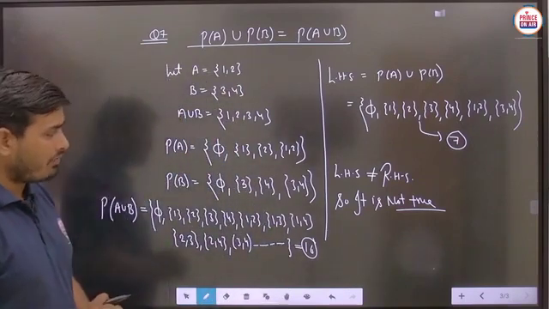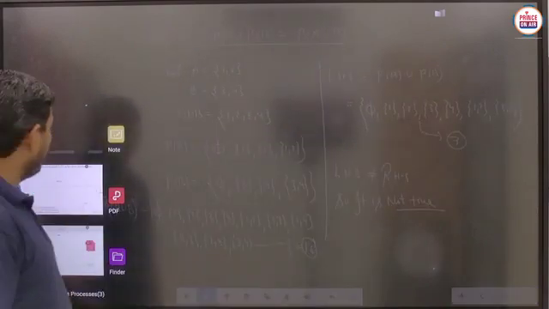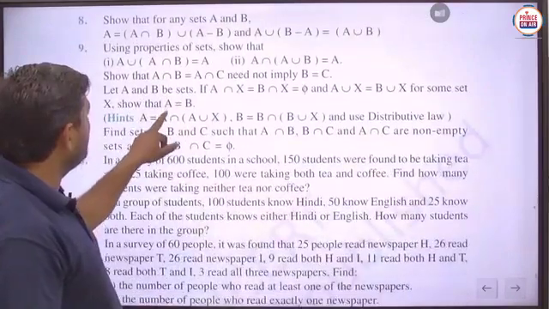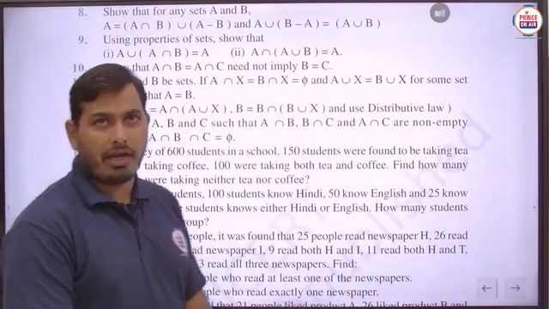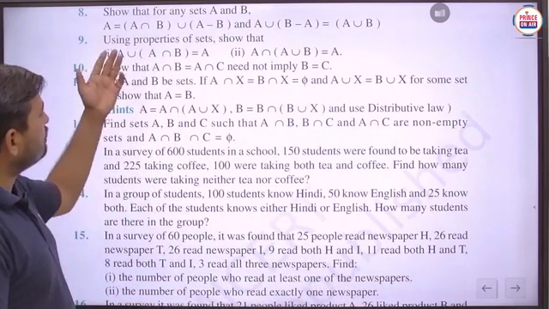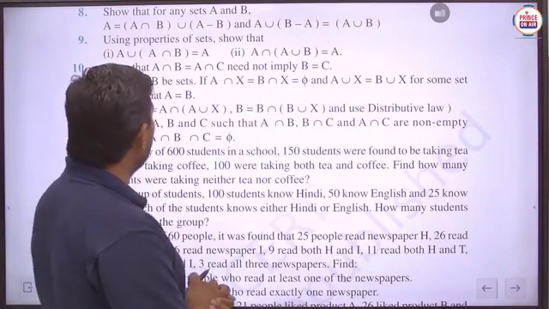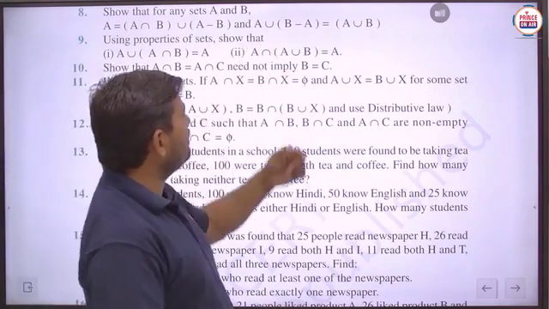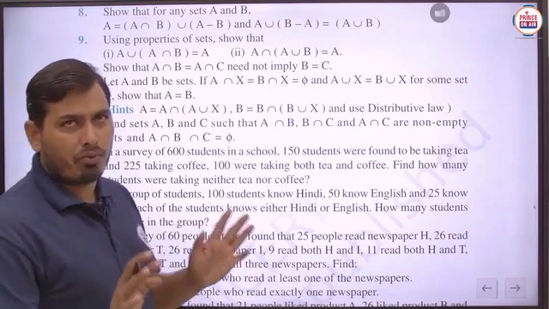Next, question number 8 we are taking. Next, question number 8 you can see here. In this question number 8, students, show that for any two sets A and B, there are two finite sets. So we have to prove two results: A equals A intersection B union A minus B, and also we have to prove that A union B minus A equals A union B. So one by one we will prove each and every part.